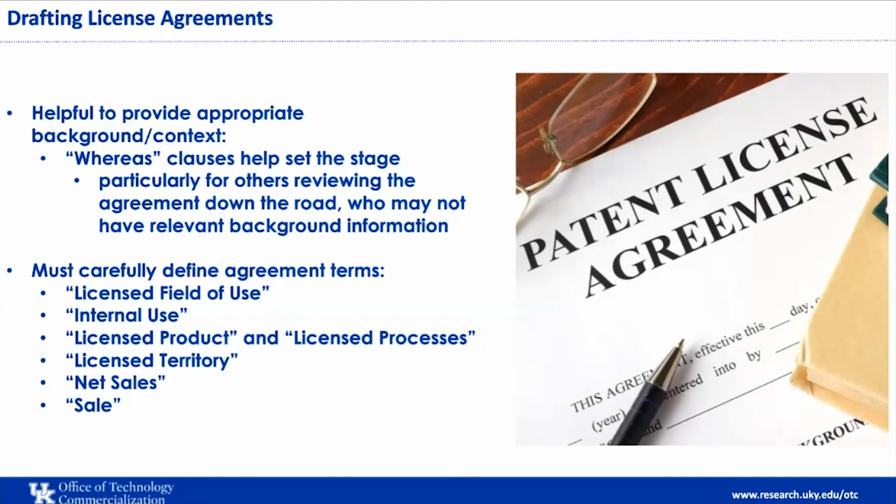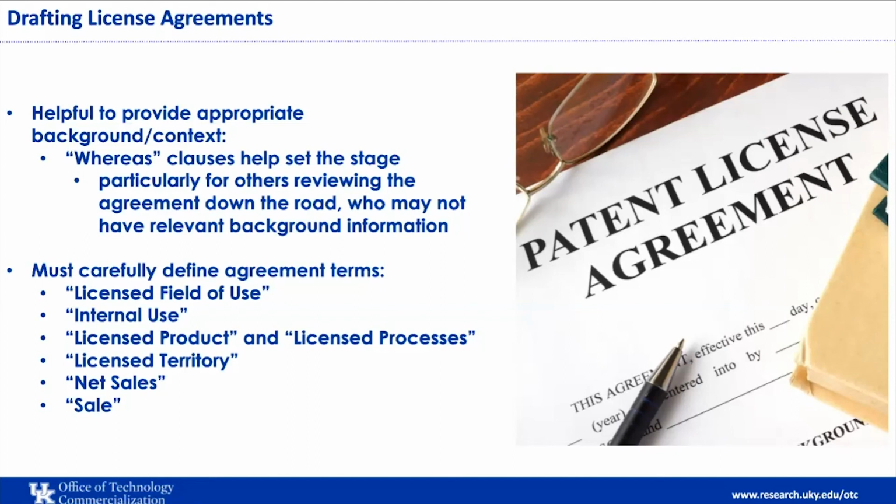And then one of the most, if not the most important things, is to very carefully define certain terms throughout the agreement. We talked about the field of use, and so obviously you want to define that very clearly. If the field, for example, is internal use only, what does that mean? Does that mean in any manufacturing facility that the company or its subsidiaries may own throughout the U.S. or throughout the world? What's the licensed product and processes as well? Net sales, and what is a sale?